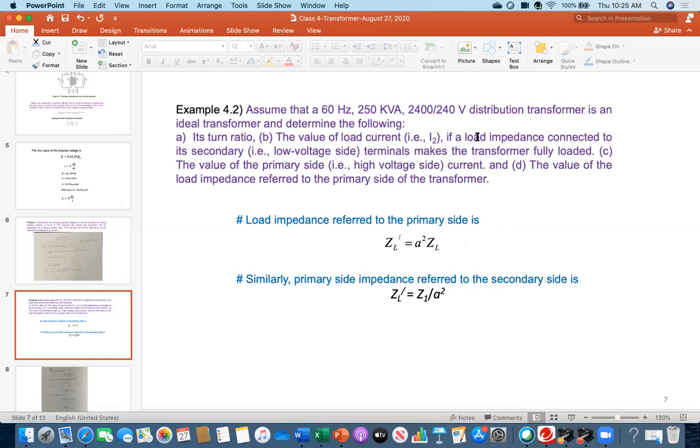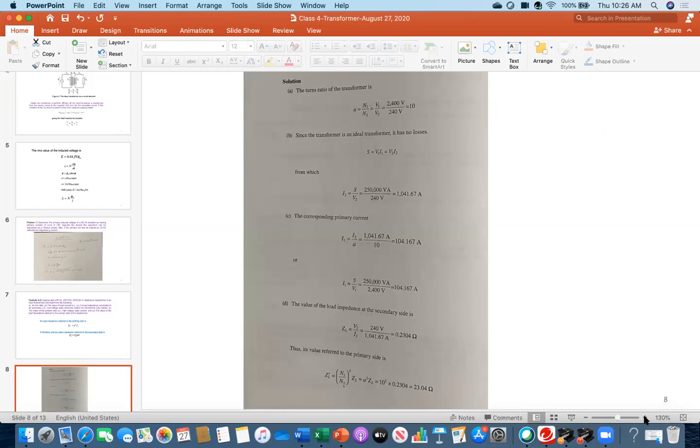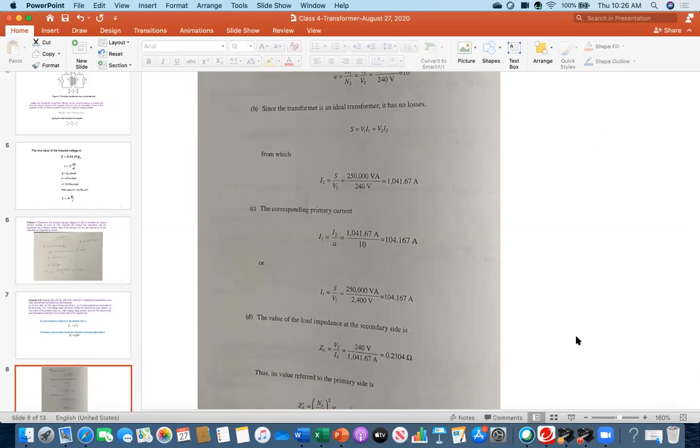So first of all, everybody see this one. I have taken this example from the book that we are mainly following. Example 4.2. So here, see that solution. Let me zoom in.